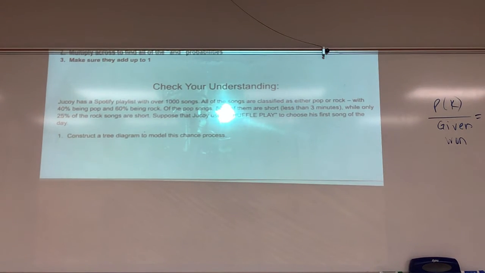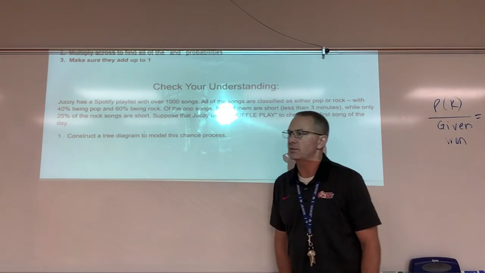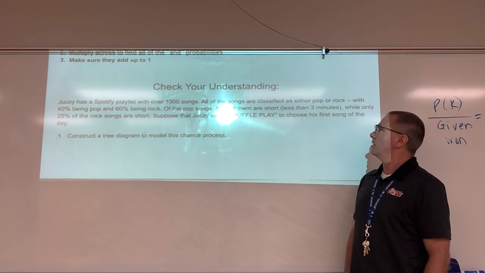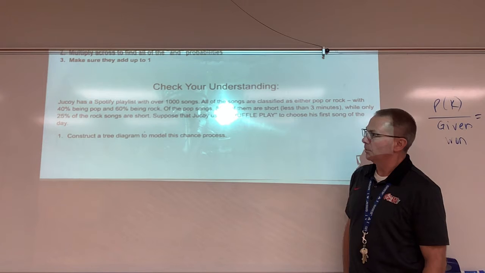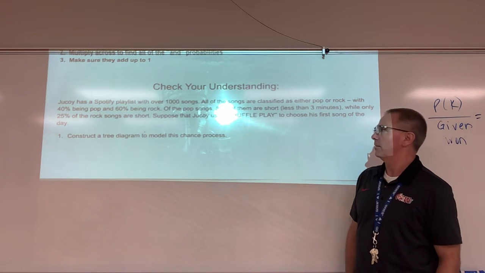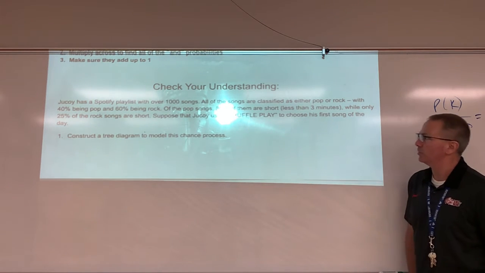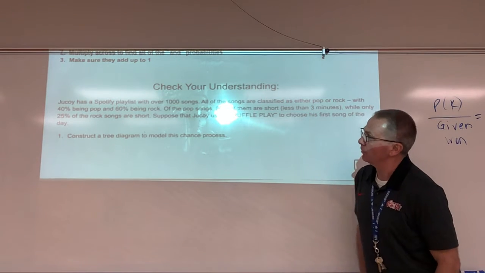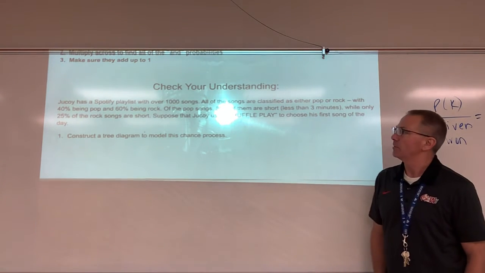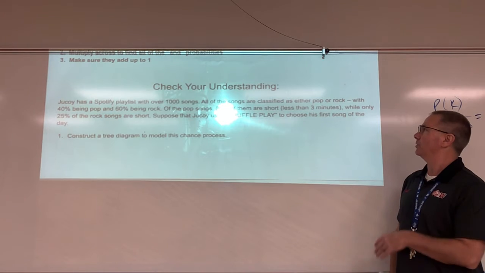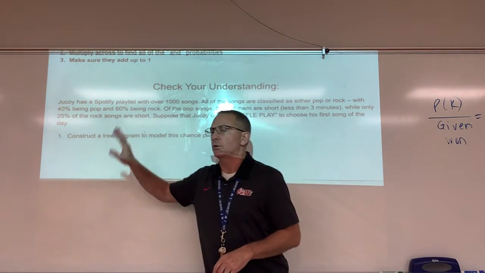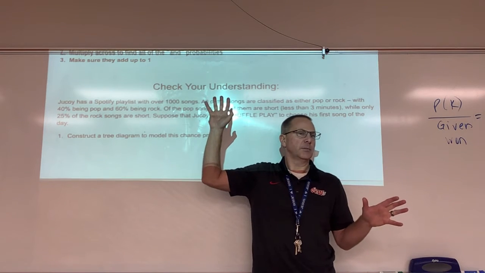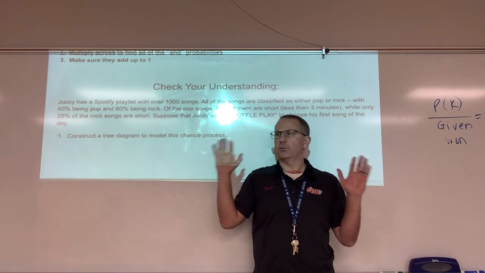All right. So Jacoy has a Spotify playlist with over 1,000 songs. All of the songs are classified as either pop or rock, with 40% being pop, 60% being rock. Of the pop songs, 80% of them are short, 25% of the rock songs are short. Suppose that Jacoy uses shuffle play to choose his first song of the day. All right, so now we're just going to make a tree diagram. So in here, read it again and tell me what the first branches are going to be.